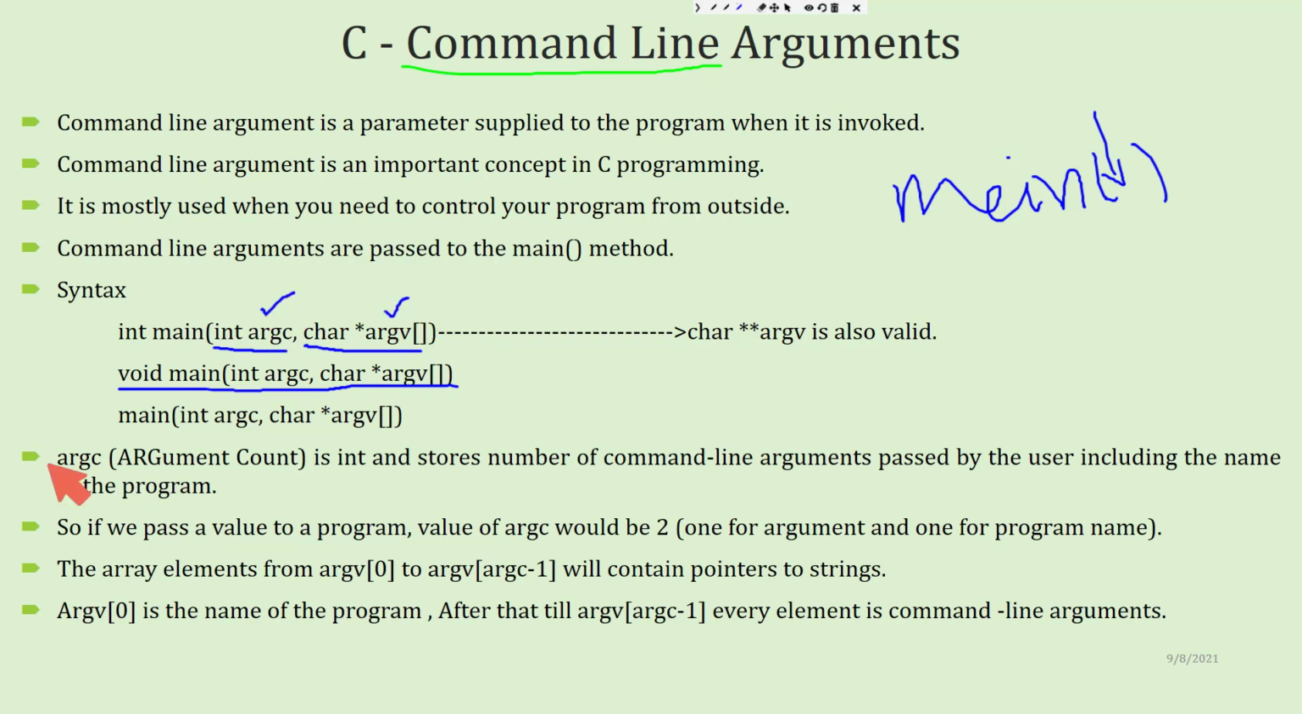argc is an integer type and stores the number of command line arguments passed by the user, including the name of the program.